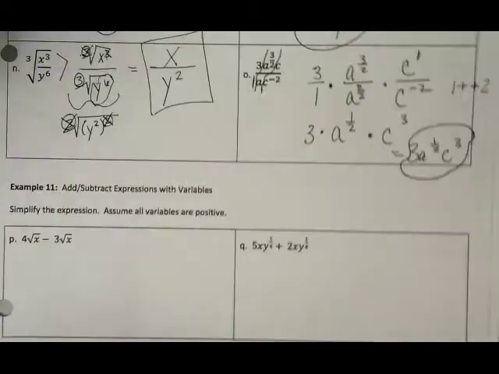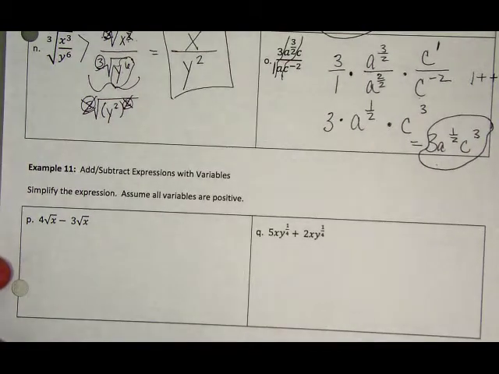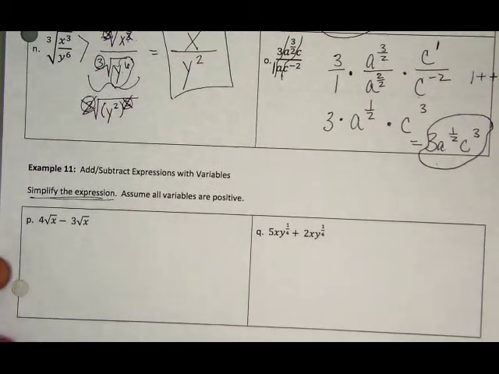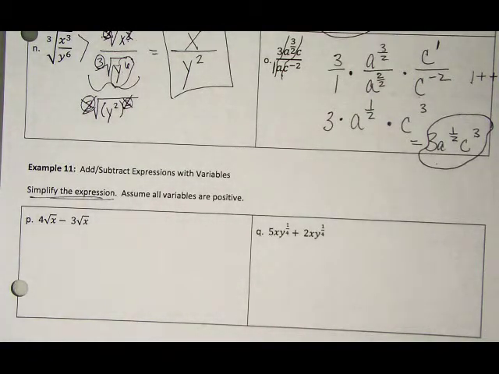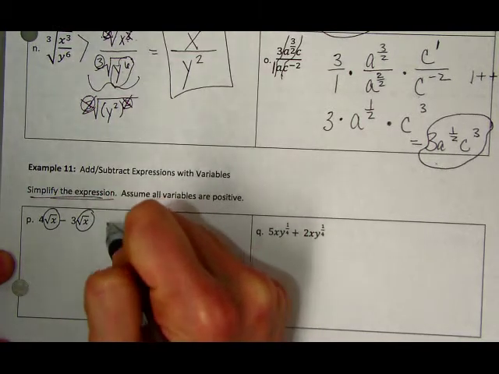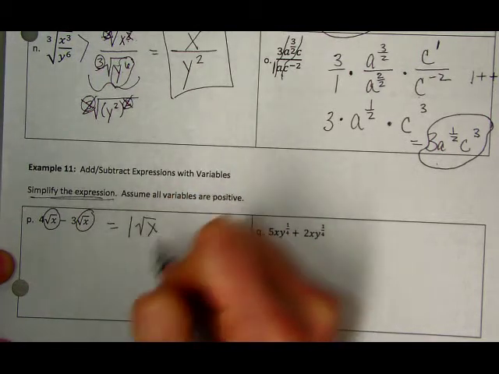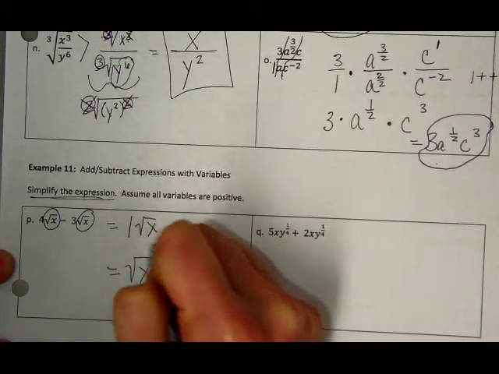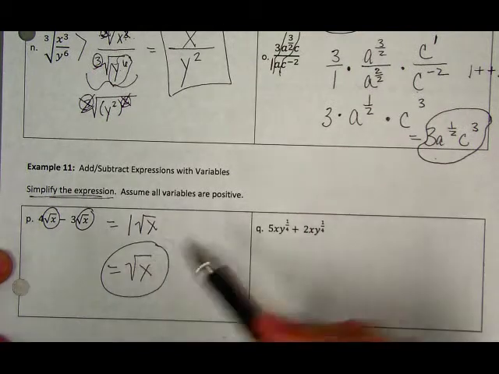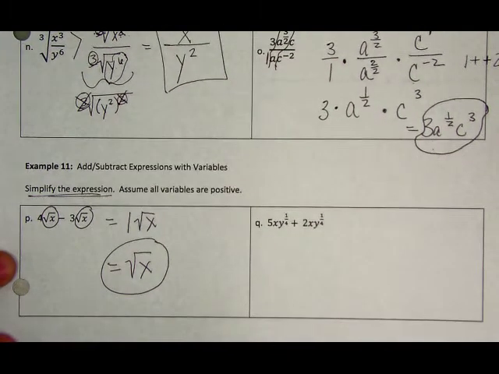Lastly, example 11. We're going to review a couple things about adding and subtracting expressions with variables. We want to simplify the expression here, so we're not solving, we're trying to get it as small as we possibly can. So just like our like radicals that we talked about before, since square root of x and square root of x are the exact same, 4 minus 3 gives me 1, square root of x goes on the end. This is the same thing as square root of x. That 1 is kind of invisible, so I can write them either way. So my answer is square root of x for letter P.